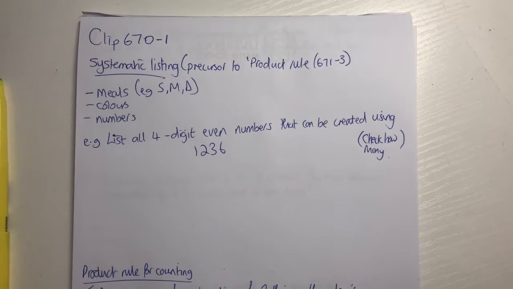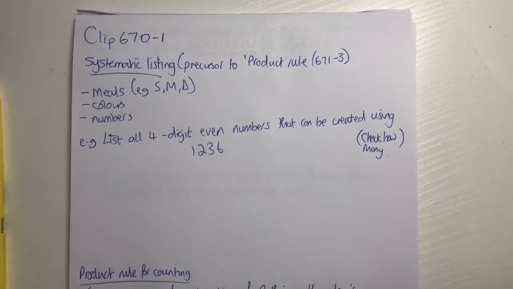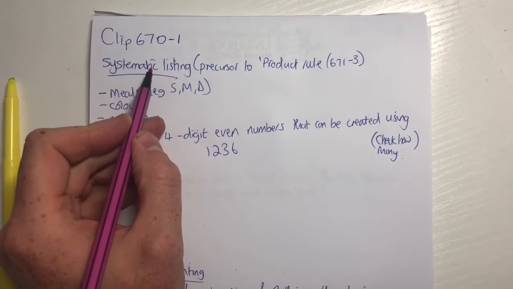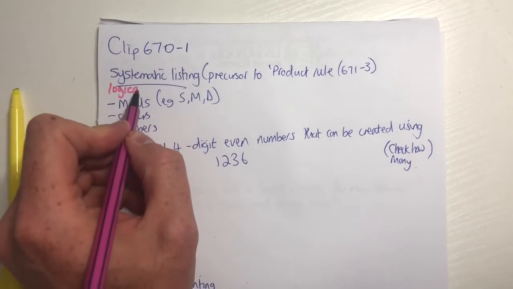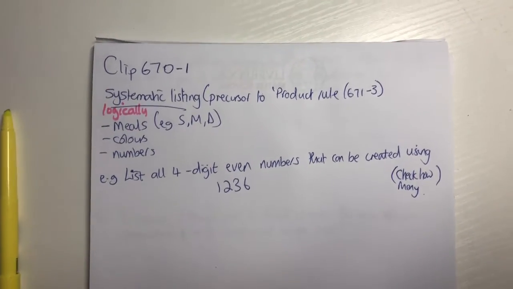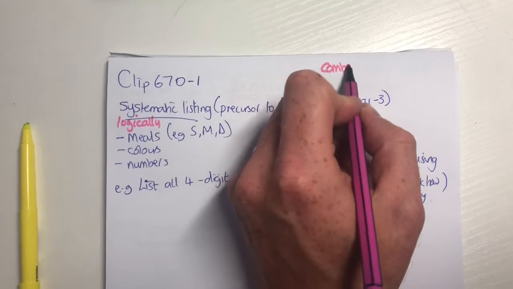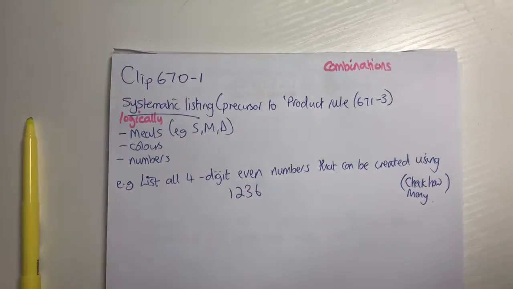So the first one, clip 670, is called systematic listing. Systematic just means that you're doing things following a system, so a logical order. So this is just a way of logically listing different combinations. The key word here is combinations. So it's how many different ways you can have whatever you're given in a question.